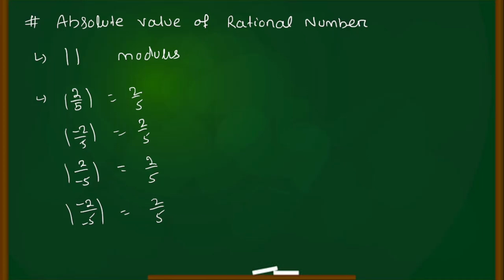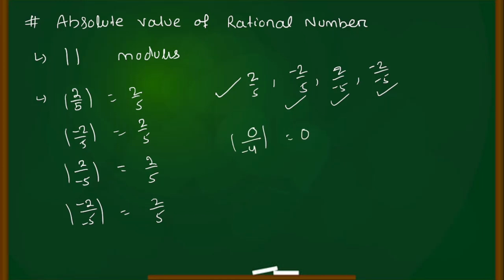So which numbers have absolute value 2 by 5? The absolute value of 2 by 5 is 2 by 5. The absolute value of minus 2 by 5 is 2 by 5. The absolute value of 2 by minus 5 is also 2 by 5. And the absolute value of minus 2 by minus 5 is 2 by 5. Yes or no? So all the rational numbers whose absolute value is 2 by 5 are 2 by 5, minus 2 by 5, 2 by minus 5, and minus 2 by minus 5. Now, what is the absolute value of 0 by minus 4? Simply 0.